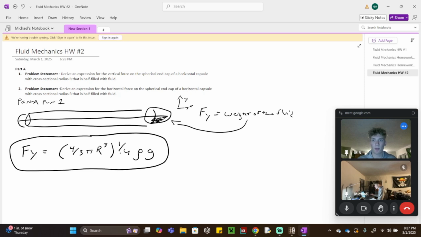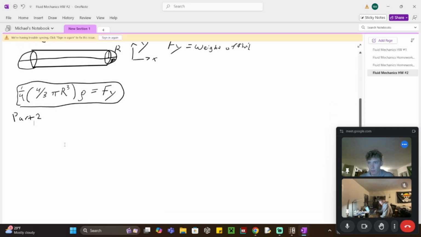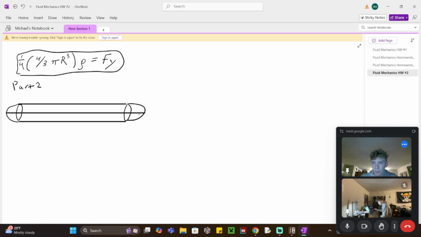And this is the vertical force on the spherical end cap of a horizontal capsule with cross-sectional radius r that is half filled with fluid. So I'm going to label this part as part 2. And I'm also going to redraw our capsule. So here we have our capsule again. And we know that this capsule is half filled with water, or a liquid, sorry. And it has a radius of big R.